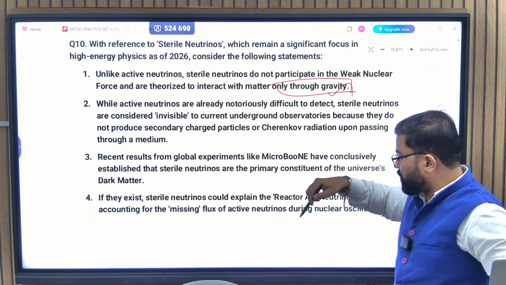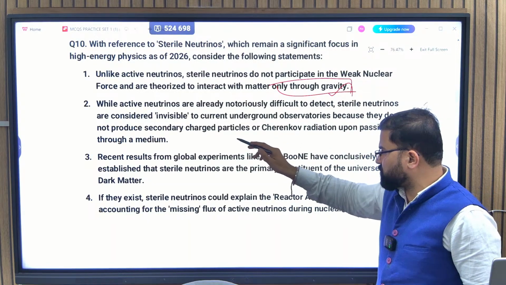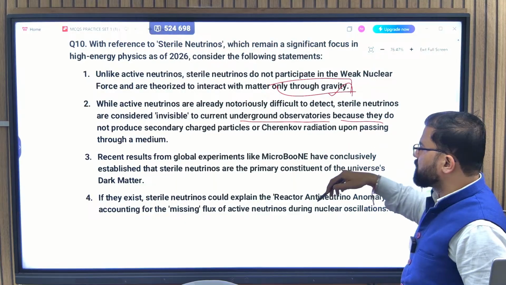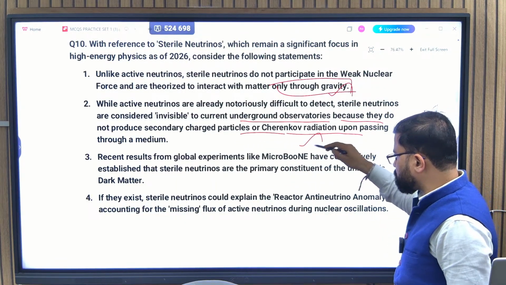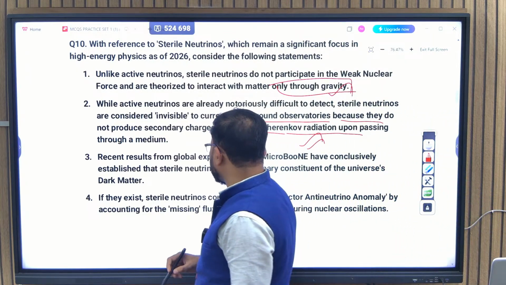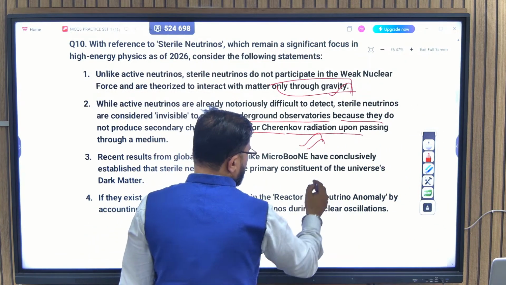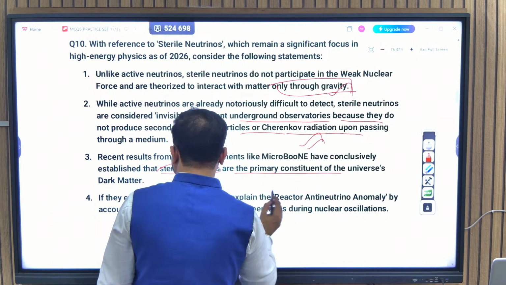While active neutrinos are already notoriously difficult to detect, sterile neutrinos are considered invisible to current underground observatories because they do not produce secondary charged particles or Cherenkov radiation upon passing through a medium. This is also true. Okay. Third statement: recent results from global experiments like MicroBooNE have conclusively established that sterile neutrinos are the primary constituents of the universe's dark matter.